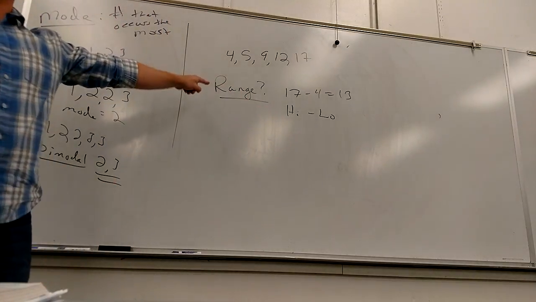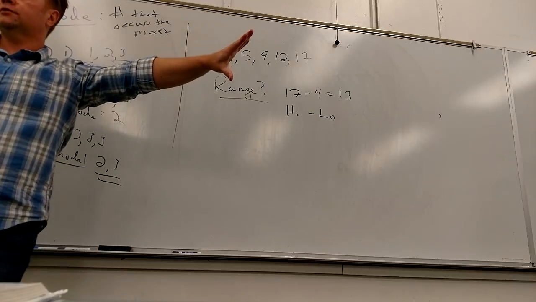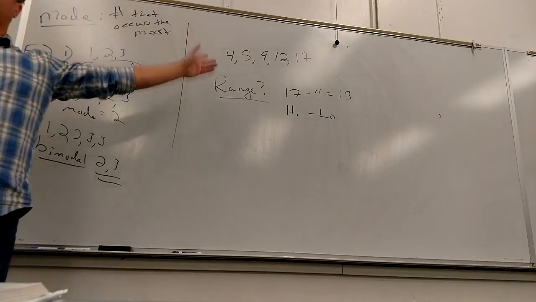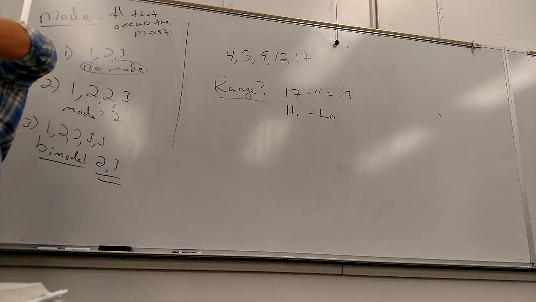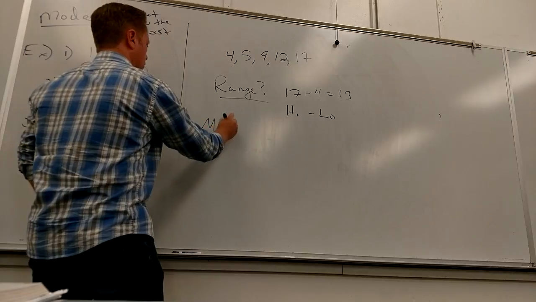So that's not a measure of center. Are you with me? That's a measure of how spread out the data is. Does that make sense? The reason I want to talk about this first, before I introduce the last way of thinking about center, is because the last way of thinking about center is called the mid-range.